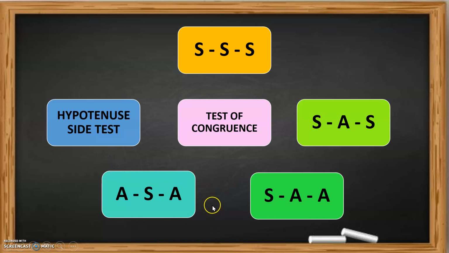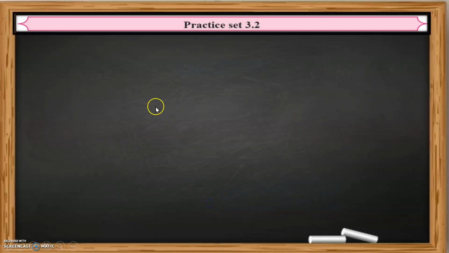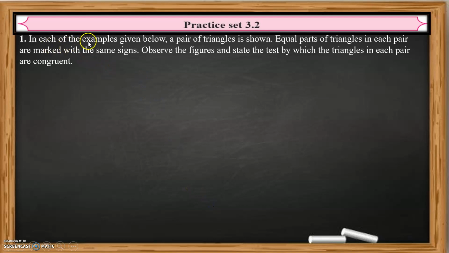Okay, so let us start with the first sum of practice set 3.2, which says: in each of the examples given below a pair of triangles is shown. Equal parts of triangles in each pair are marked with same signs. Observe the figures and state the test by which the triangles in each pair are congruent. So let us have the first question, students.